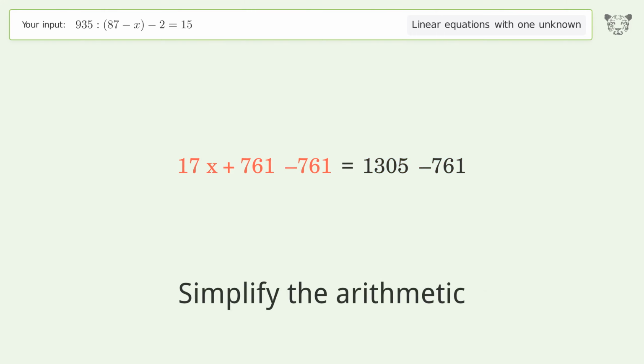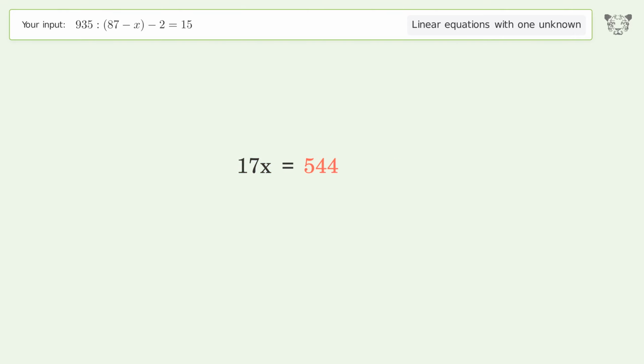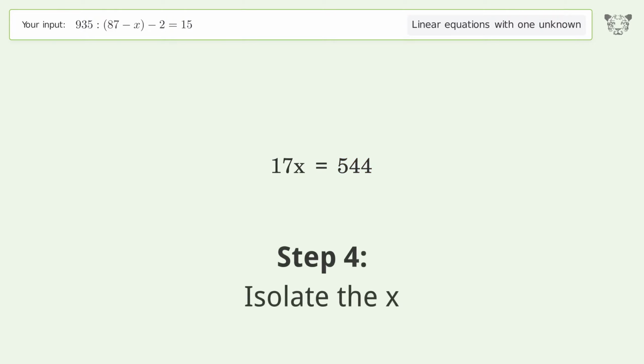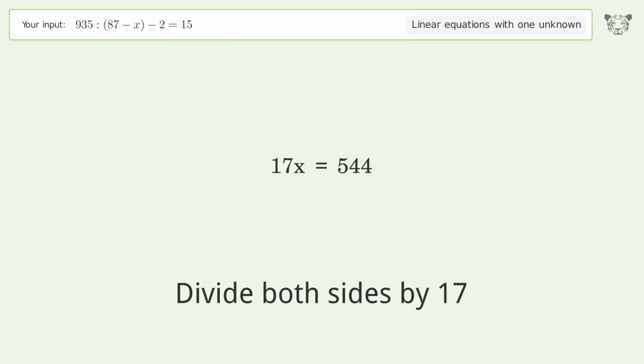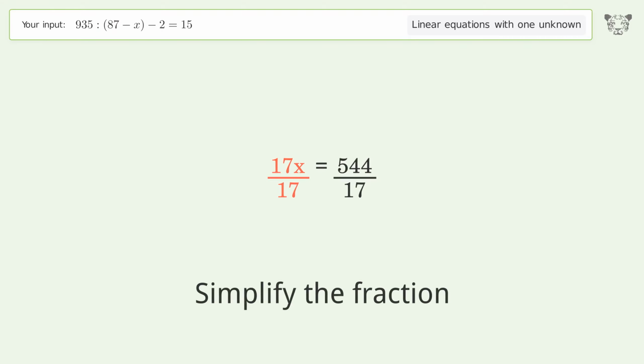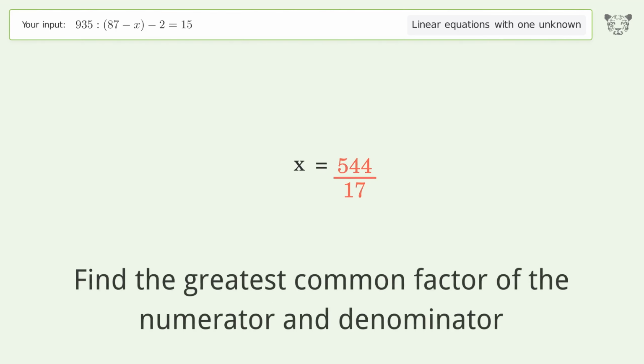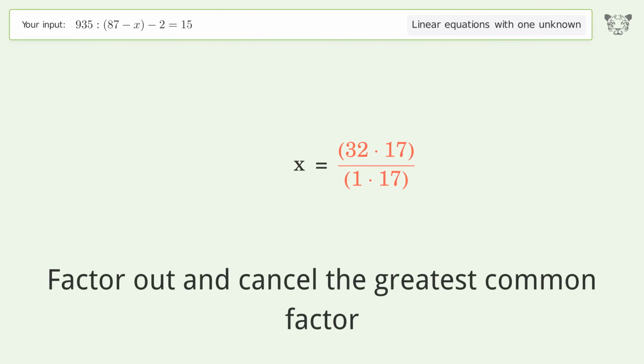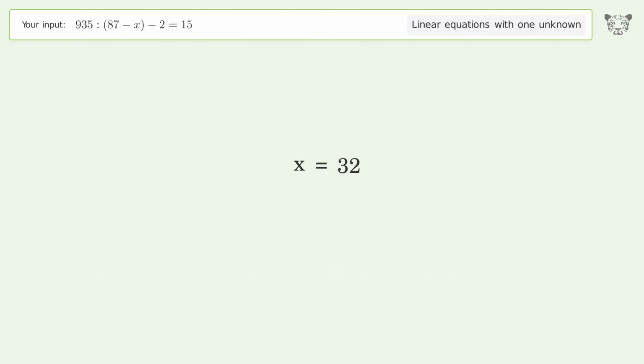Simplify the arithmetic. Isolate the x. Divide both sides by 17. Simplify the fraction. Find the greatest common factor of the numerator and denominator. Factor out and cancel the greatest common factor. And so the final result is x equals 32.